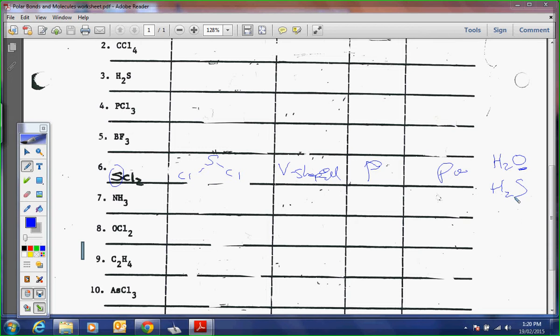H2S would be V-shaped and polar. Cl2S would be V-shaped and polar. Cl2O would be V-shaped and polar. You seeing this yet? So it's not like a new experience every time. You're starting to get the feeling, group 6, V-shaped, polar. Not because you're memorizing it, but because you're seeing the pattern.